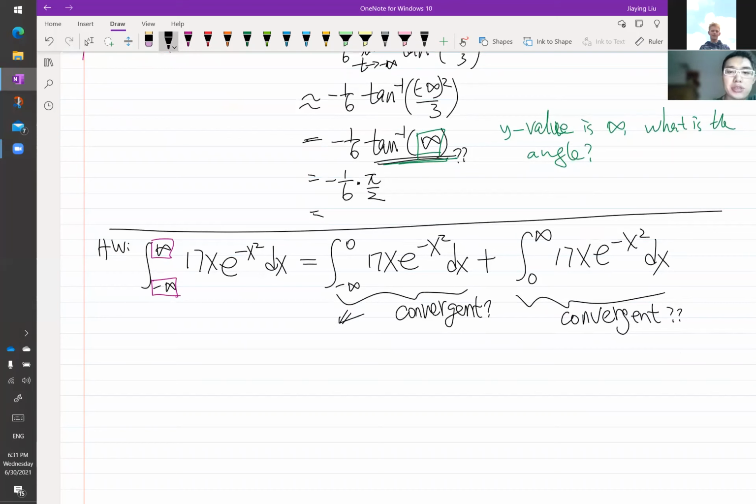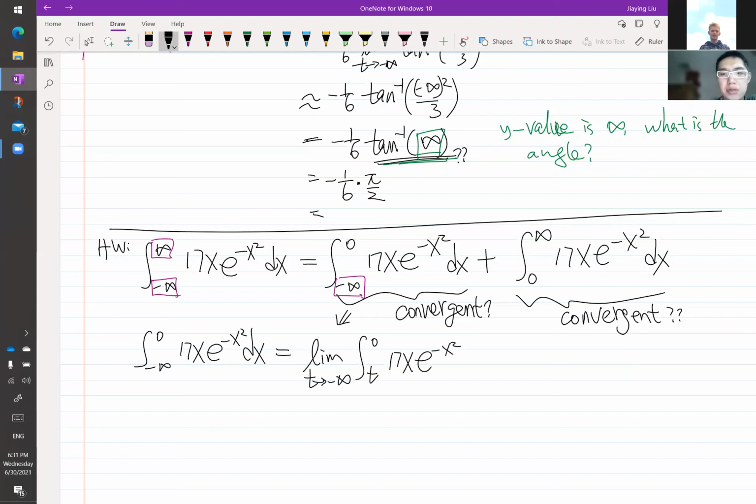So let's say we take this one, and then we're going to use the other definition because we still have a negative infinity here. So we're going to use the limit definition. Just the first part, the first integral here, from negative infinity to 0 of 17x e to the negative x squared dx, I'm going to write as the limit as t goes to negative infinity of the integral from t to 0 of 17x e to the negative x squared dx.